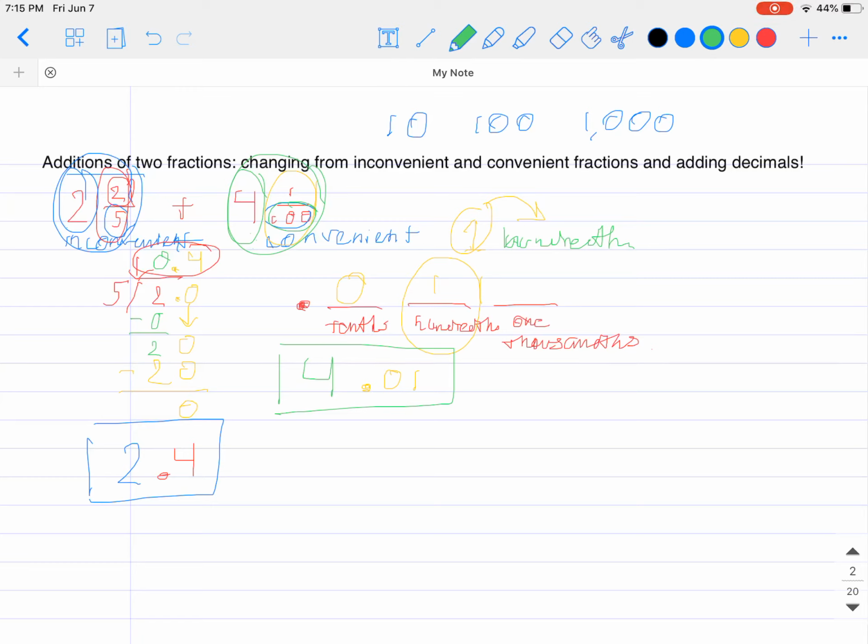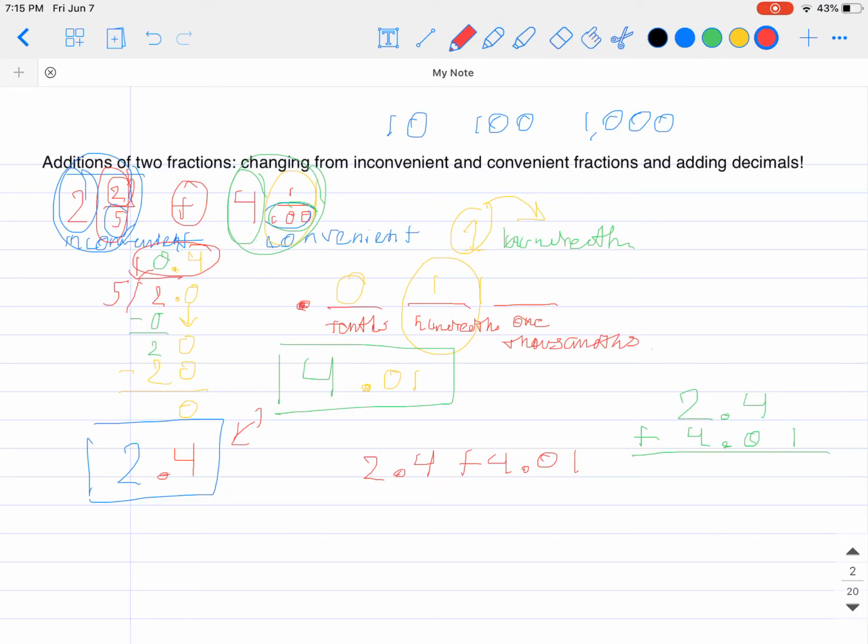The next goal now is to combine both of these together by adding them because of the addition sign. So we have 2.4 plus 4.01. And then the most convenient way to go about this process is to stack the numbers up. We say 2.4 plus 4.01.